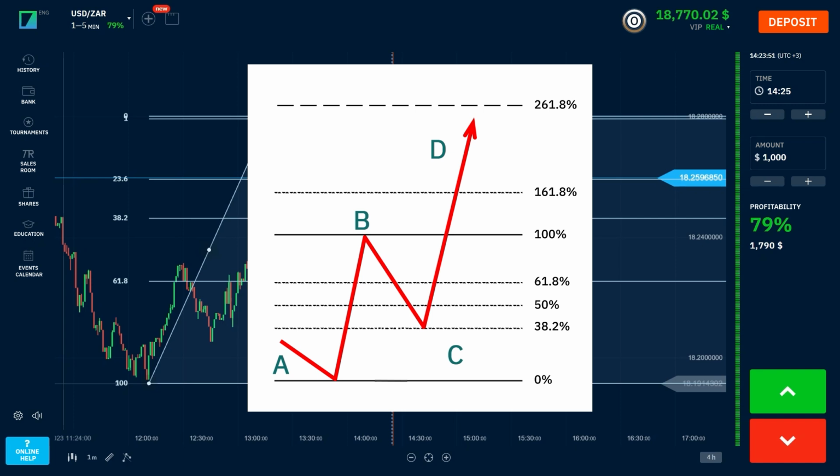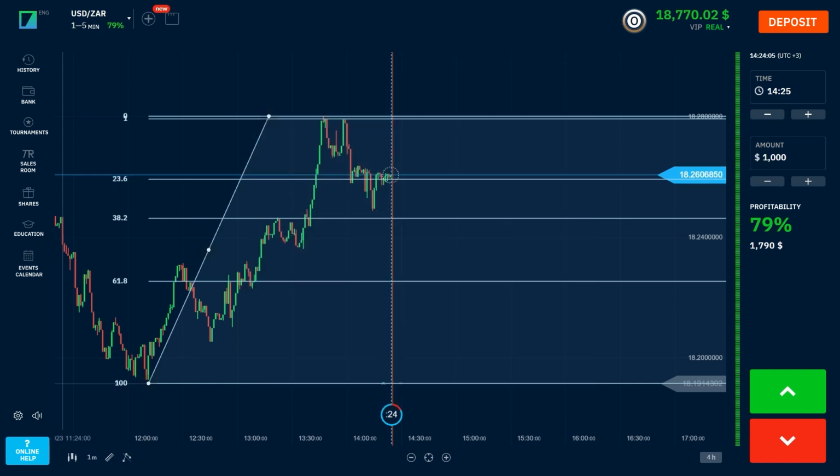When dividing the numbers in the sequence in a specific order, we get the key percentages: 23.6%, 38.2%, 61.8%, and 161.8%. The golden ratio splits the price chart into sections based on 38.2% and 61.8%.